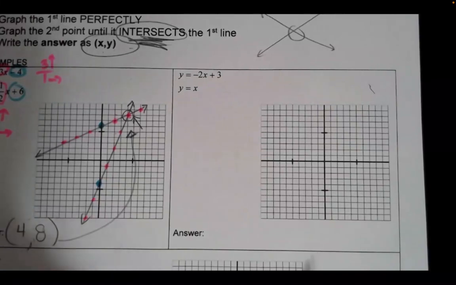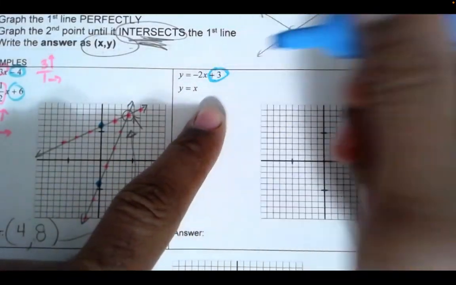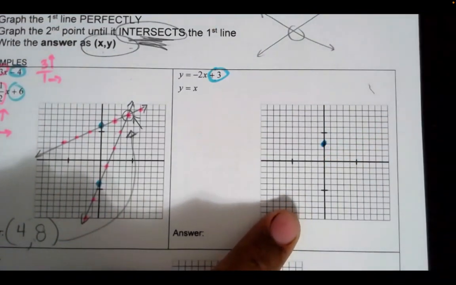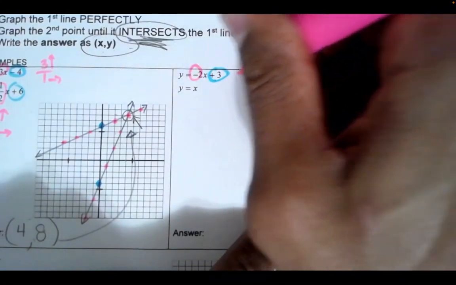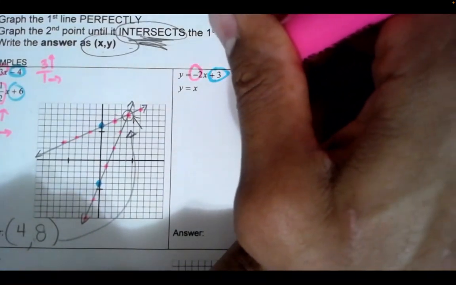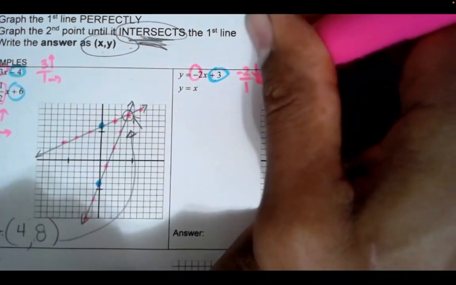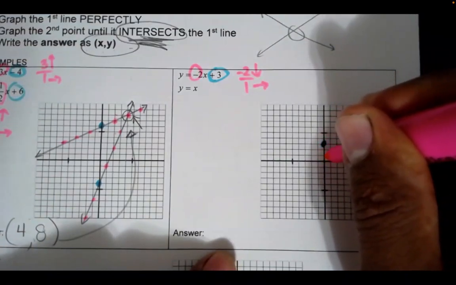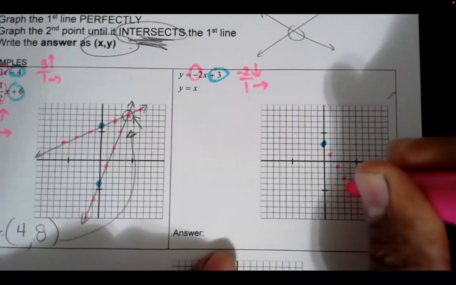The next one is the same thing. We're going to graph the 2 lines and figure out where they cross. This one we start at 3, so I go up 3. Then the slope is -2. Remember, if it's just a number by itself, you put it over 1. And this time it's negative, so I go down 2 and then right 1. I go down 2, right 1, down 2, right 1, down 2, right 1, and just keep on going.